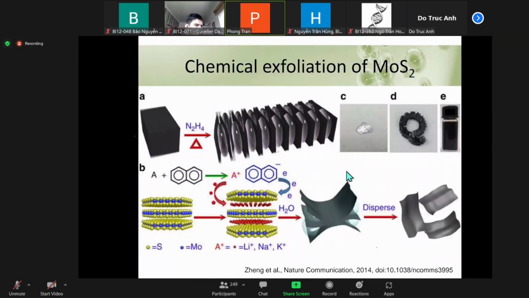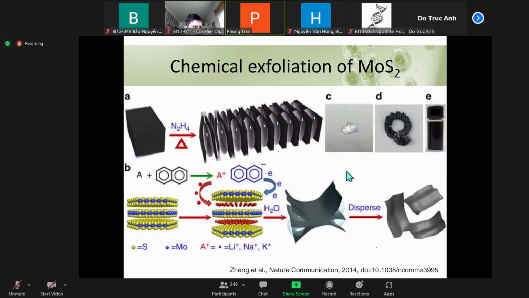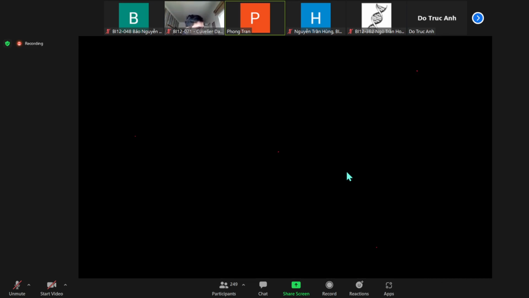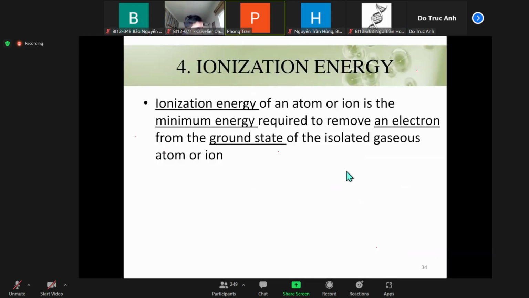Okay, so here are some examples of how we work when you change the size, but I will not go into detail. Now, we move to the next section. We talk about the ionization energy.